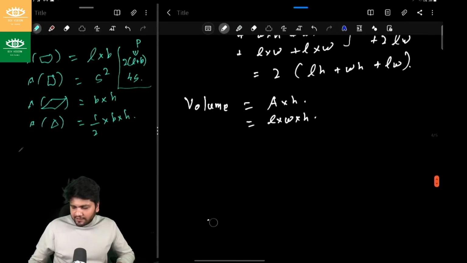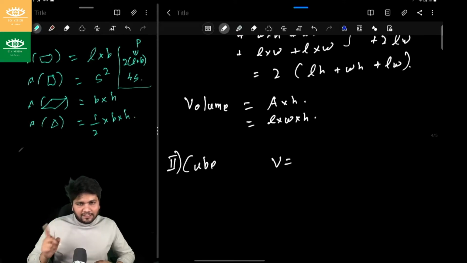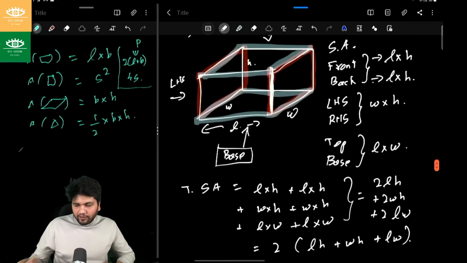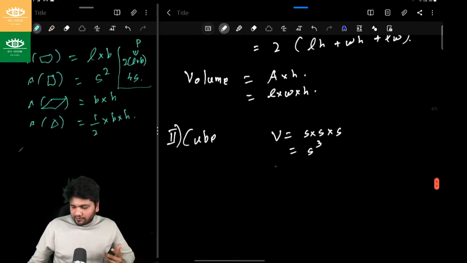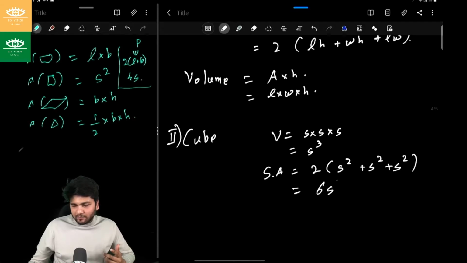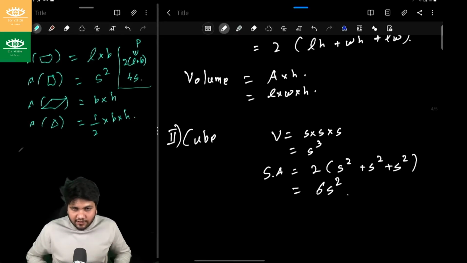Now for a cube, it's going to be very simple. Volume is going to be, see, if all the sides of a cuboid are the same, then it becomes a cube. So volume is going to be S into S into S. Let's say S is the side length, so it's going to be S cube. And surface area is going to be 2 times S square plus S square plus S square, because all the sides are equal, which will eventually give me 3S square into 2, which is 6S square. That's your surface area of a cube.